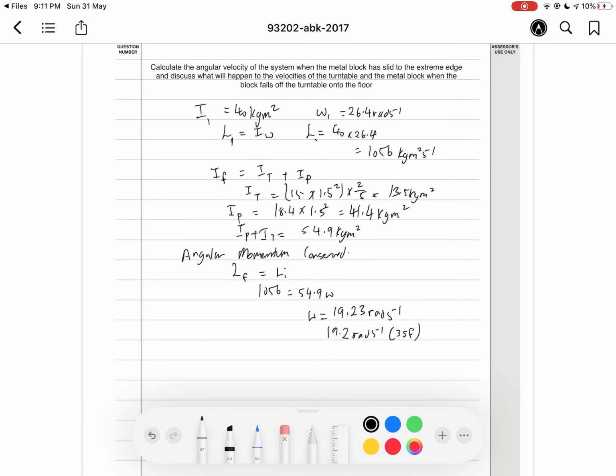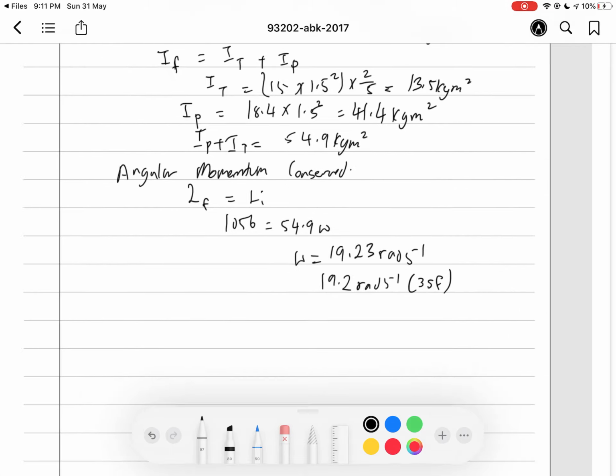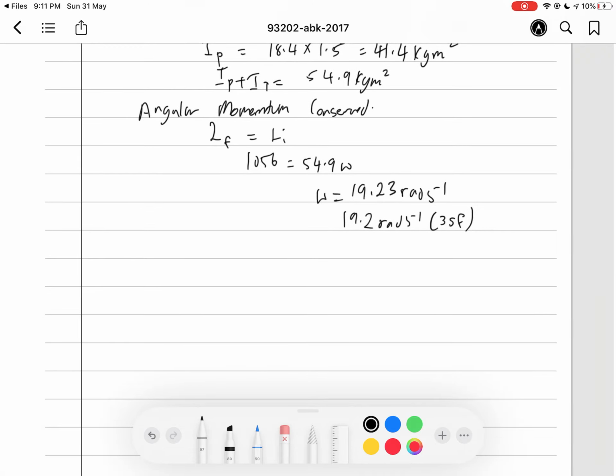Alright, so now we need to explain what will happen to the velocities of the turntable and the metal block when the block falls off the turntable onto the floor. When it falls off the turntable, it has its own angular momentum, a component of the angular momentum, so it's still a system.